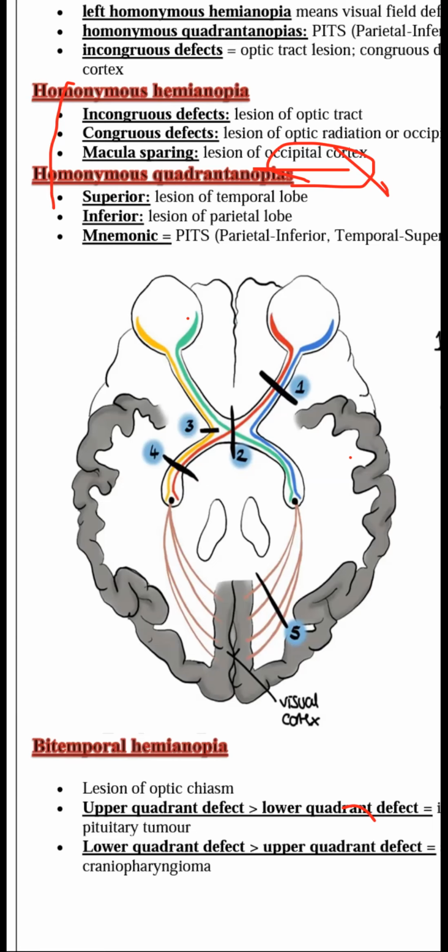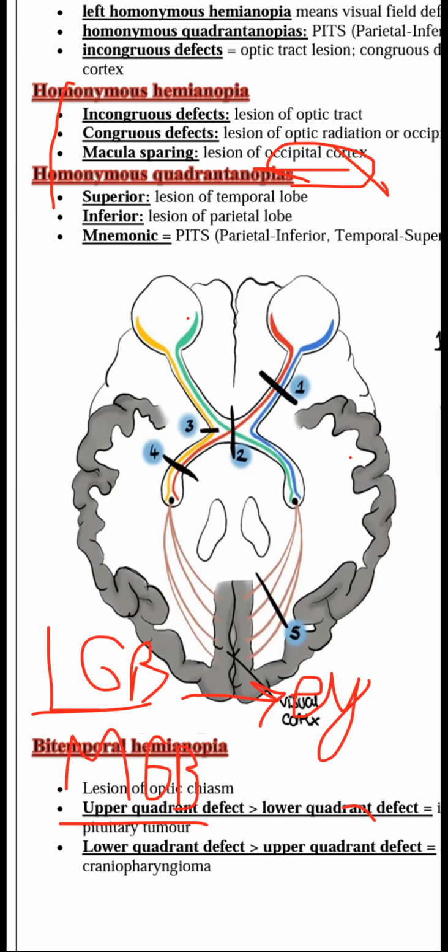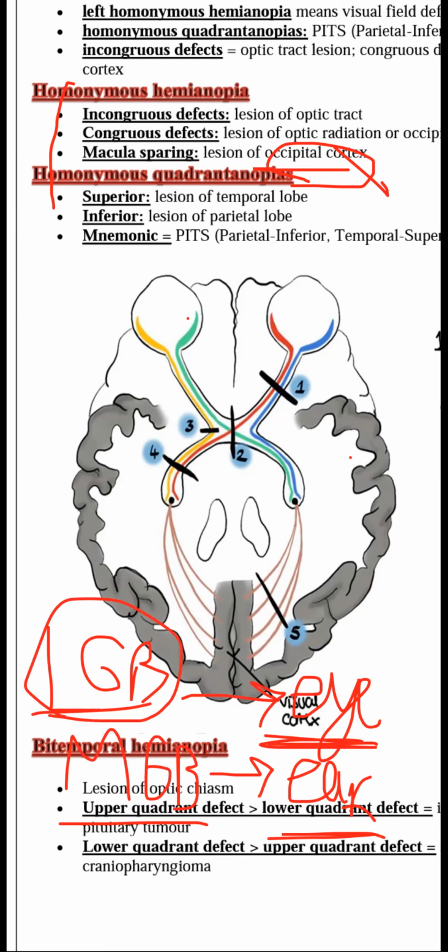We have what's called the lateral geniculate body and the medial geniculate body. No further information needed. Lateral geniculate body is related to the eye. Medial geniculate body is related to the ear. Now, this is easy. So lateral geniculate body is related to the eye. Lesions which are formed before this lateral geniculate body are incongruous lesions.